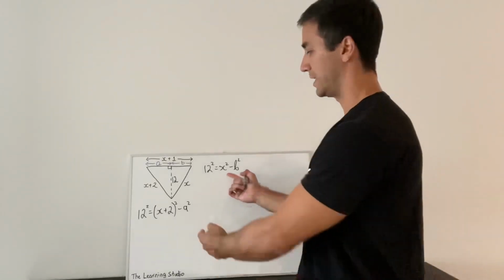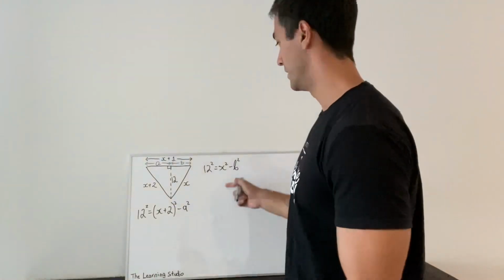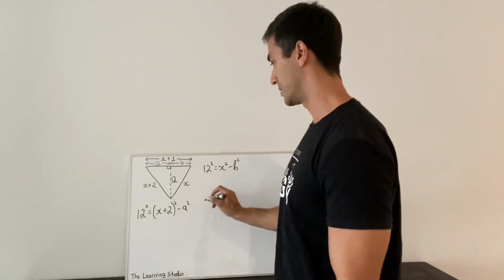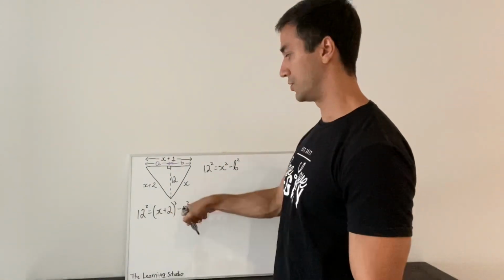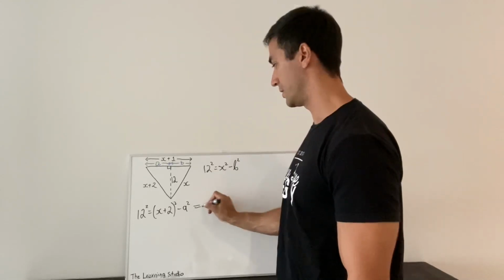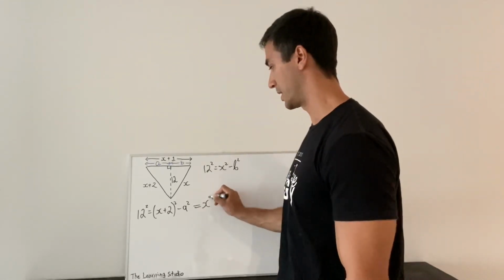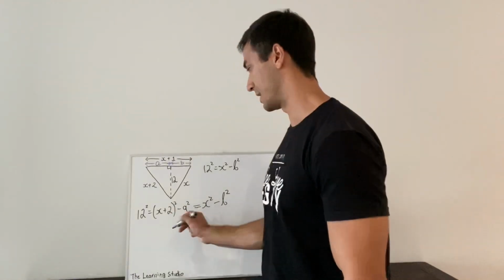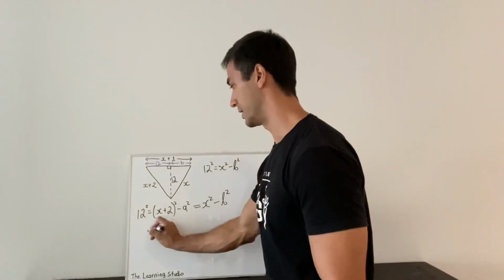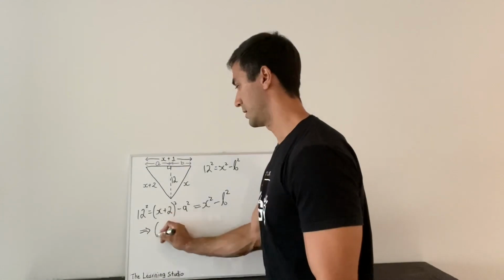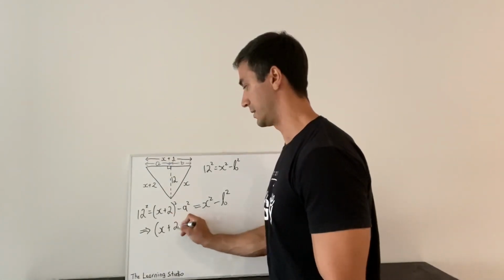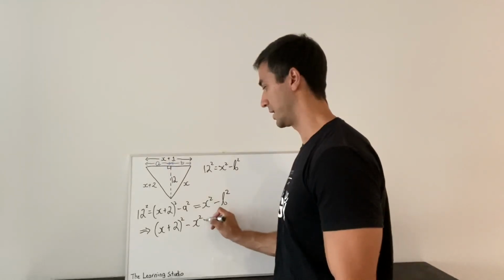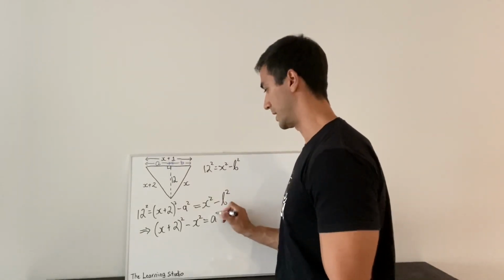So since both of these expressions are equal to 12 squared, it must be the case that they're equal to each other, right? So we now have x plus 2 squared minus a squared has to be equal to this thing, x squared minus b squared. And now we're going to shuffle some things around, so we'll move the a squared over, and we'll move the x squared to this side. So we're going to have x plus 2 squared minus x squared is equal to a squared minus b squared.